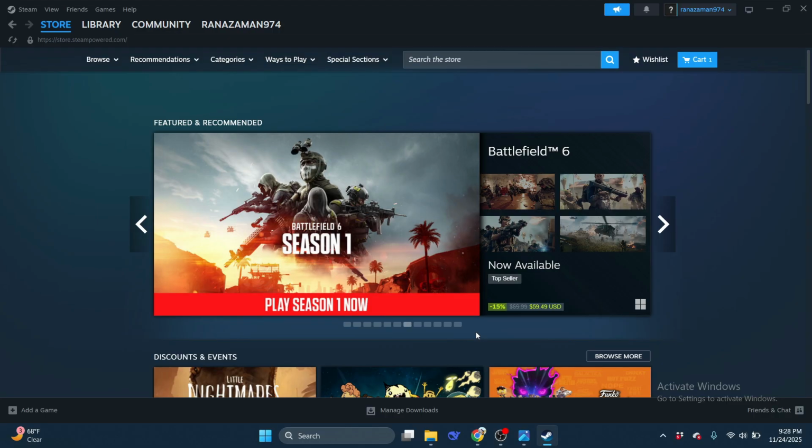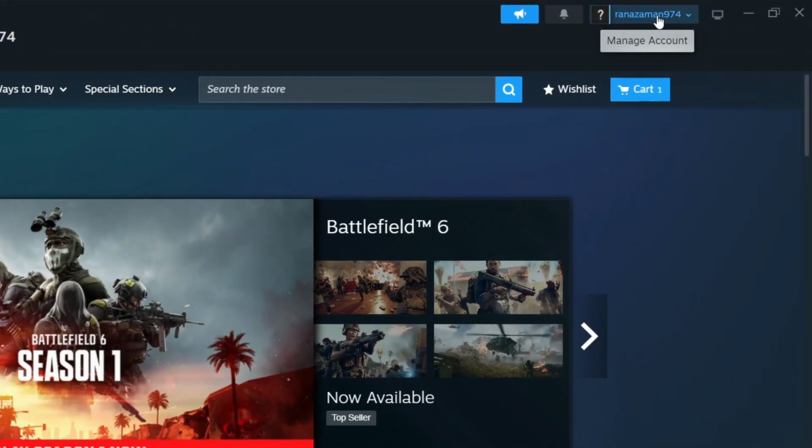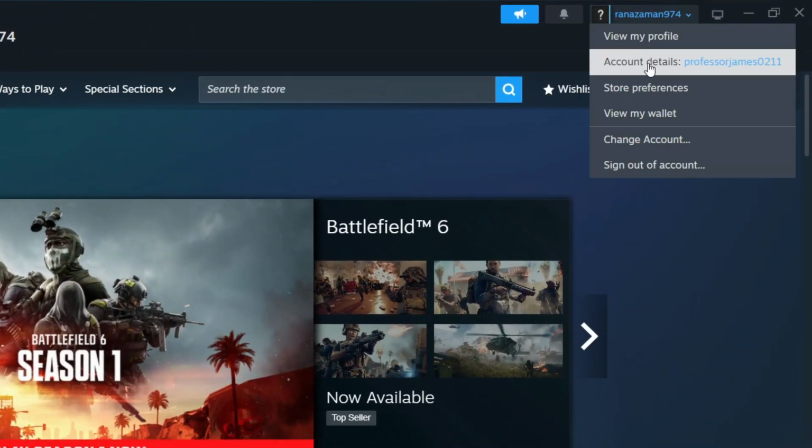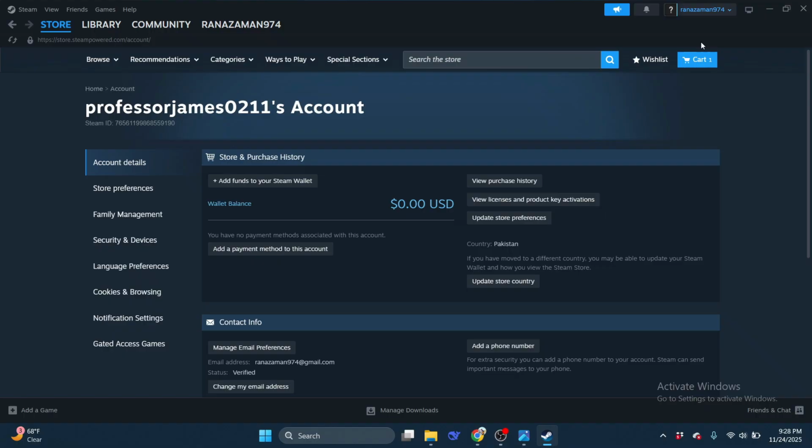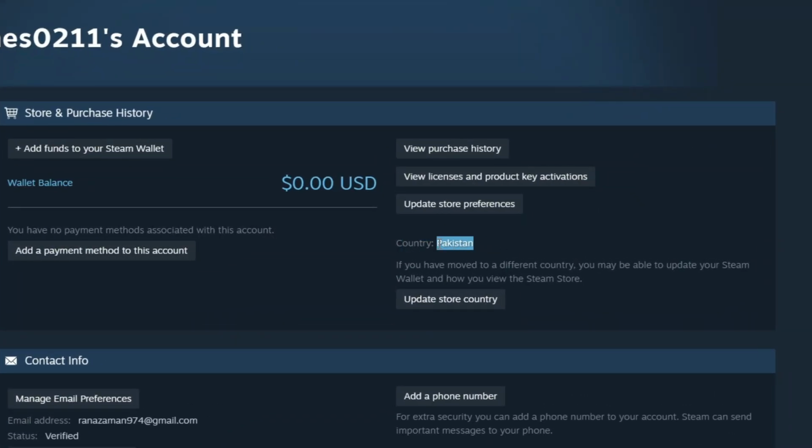The second step is to check your region settings. To do this, go to top right corner and click on Manage Account. From there, head over to Account Details. On this page, check the country and region settings for both accounts. If they are different, Steam will block family sharing, so make sure both accounts match the same region.